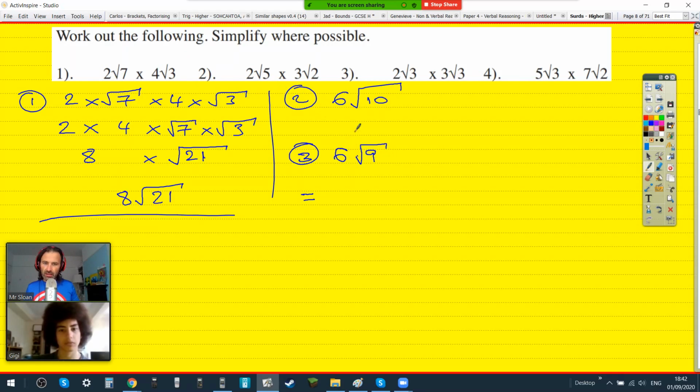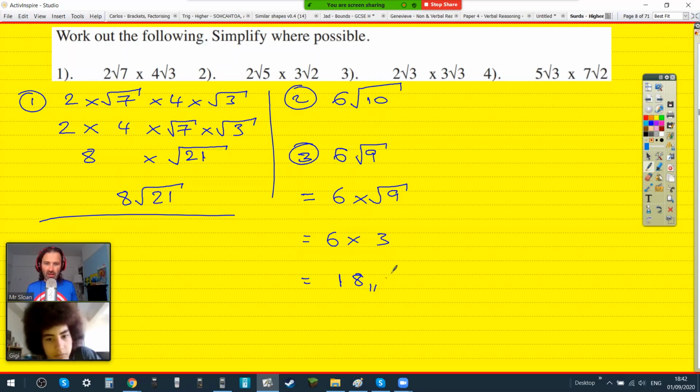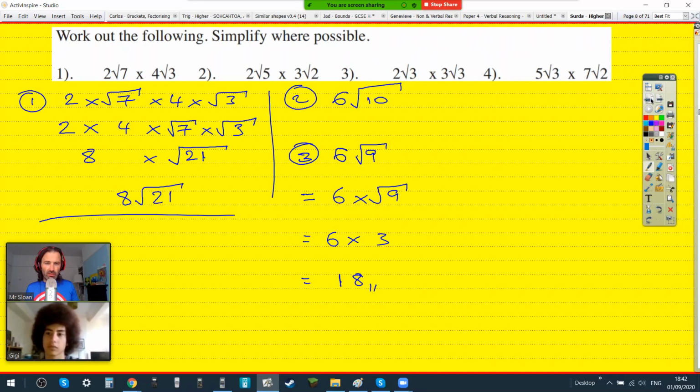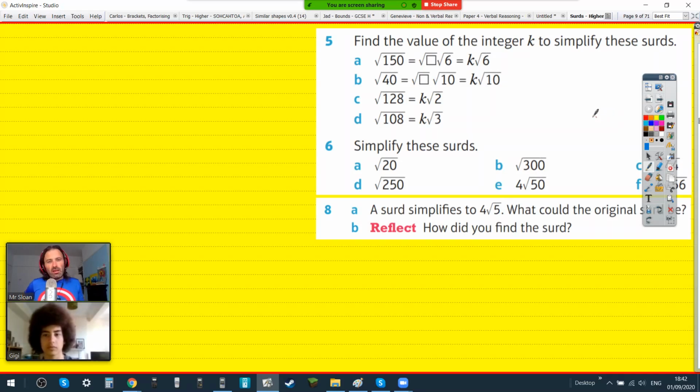This 6x is short for 6 times x. So that's like 6 times root 9. You said root 9 is 3. So it'll be 18. Yeah. It's grand. Any question about any of that? No. So working in reverse, kind of.